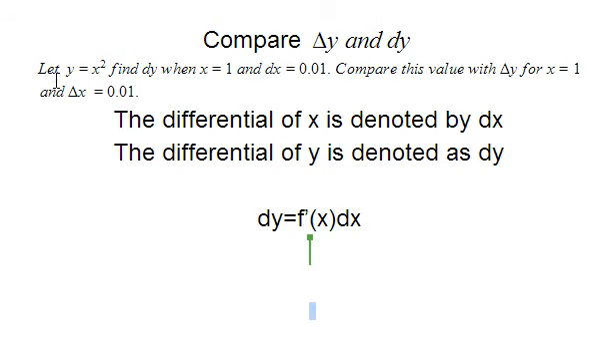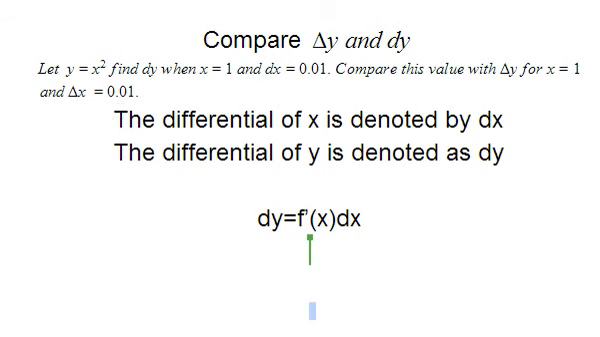Alright, let's get up here. We're going to let y equal x squared. We're going to find dy when x is equal to 1, and dx is equal to 0.01. So I want you to think back at that very first picture that I showed in this lesson about, you know, the closer we get, or the smaller dx gets, the better the approximation becomes. We're going to compare this value with the delta y for x equals 1, and the delta x is equal to 0.01.